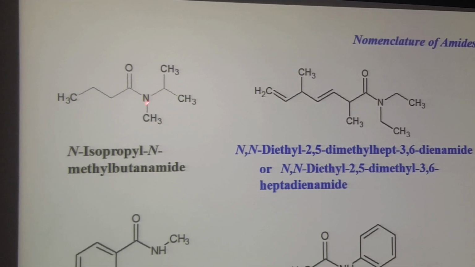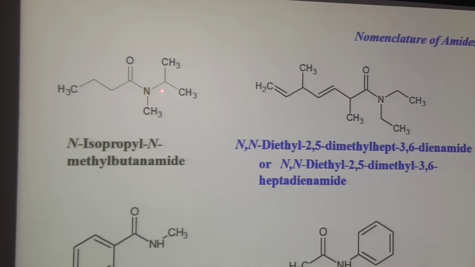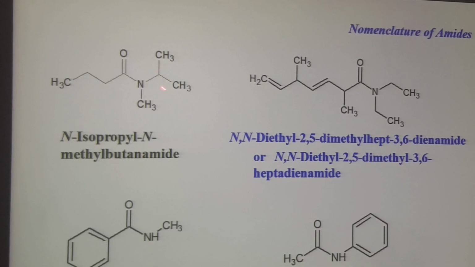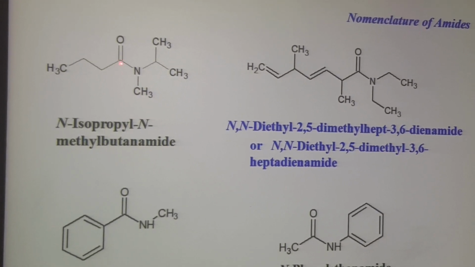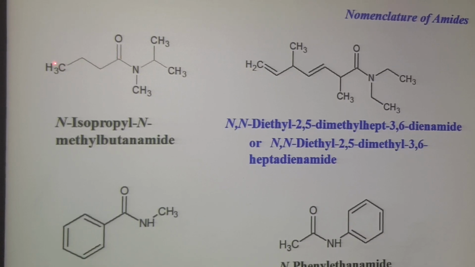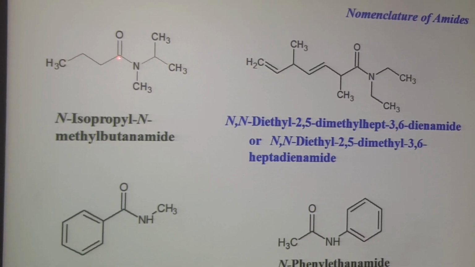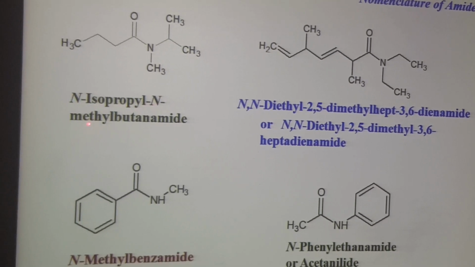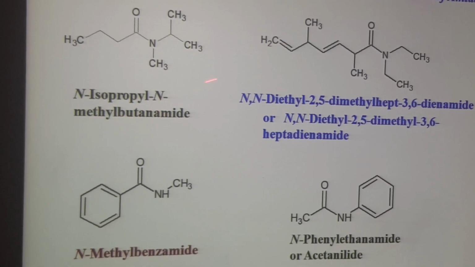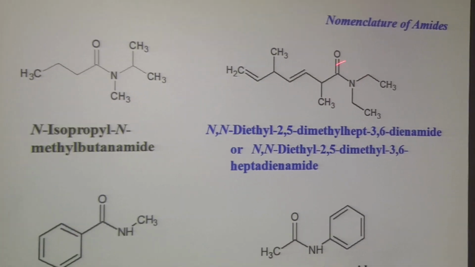So here is some more examples in which nitrogen is substituted with two alkyl groups. One is isopropyl, the other one is methyl, and the carboxylic acid part contains 1, 2, 3, 4 carbons. But is the root. The name of this molecule is N-isopropyl N-methyl butanamide.